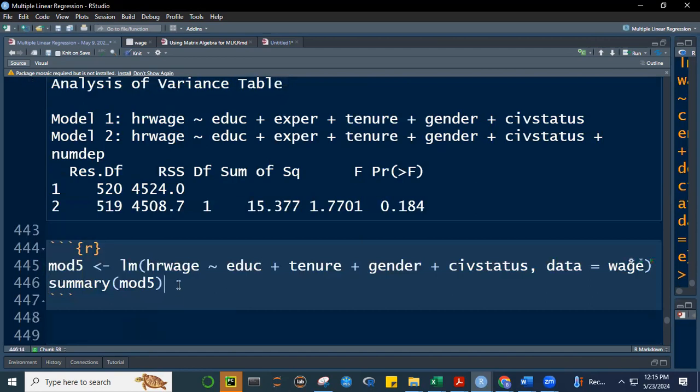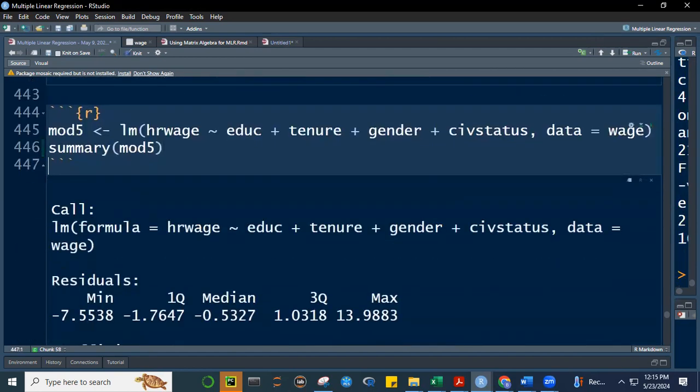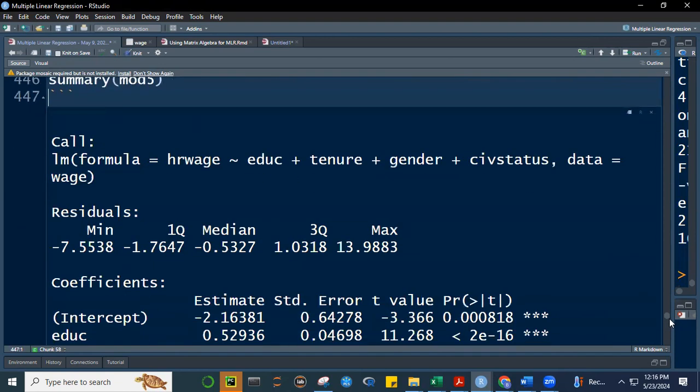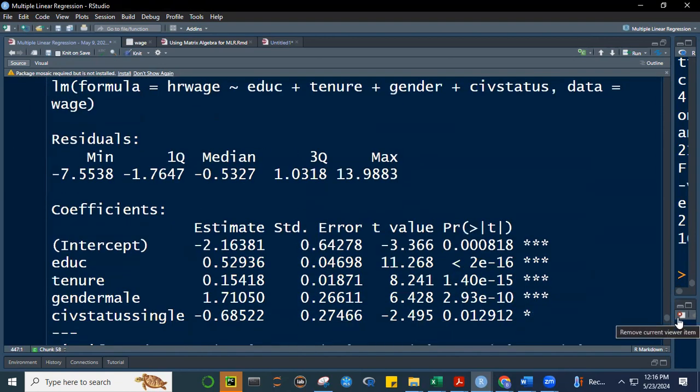And let's summarize this. Okay, now let's see. Now take a look now at our final model. Education, tenure, gender, and civil status are all now significant. Even civil status has become significant. Okay, yeah, 1 star, that's at 5%.